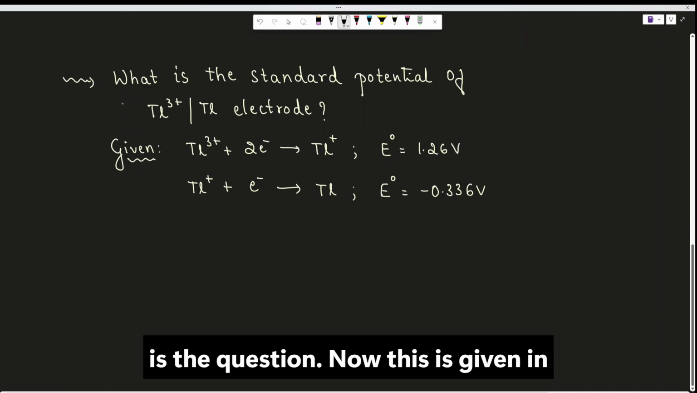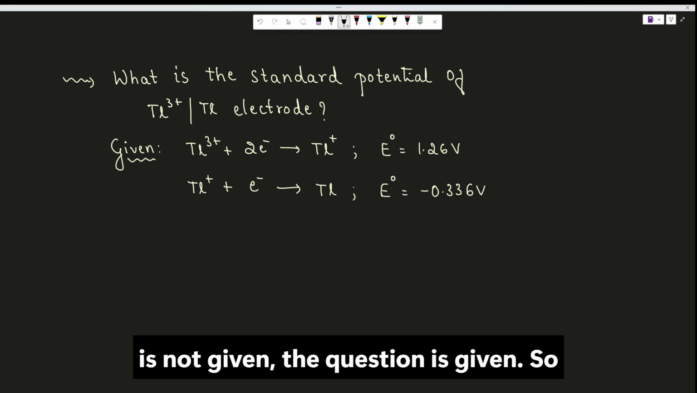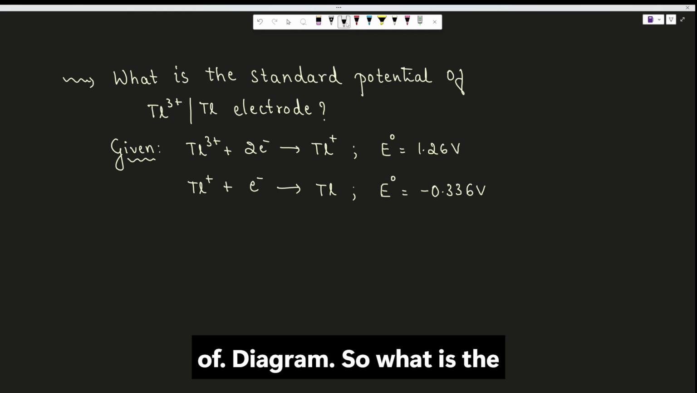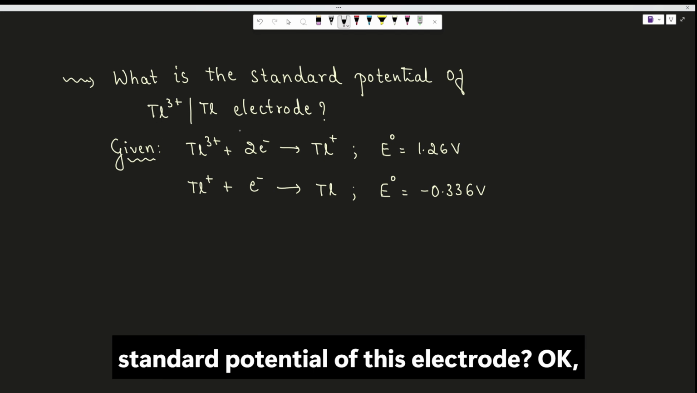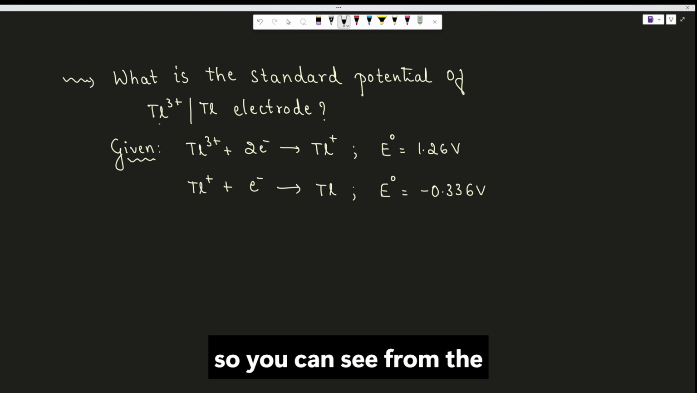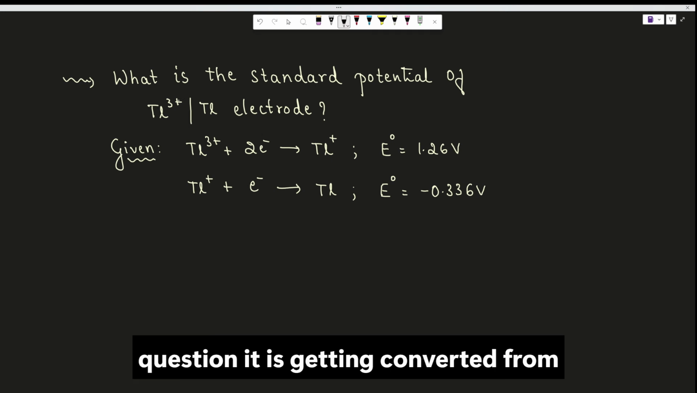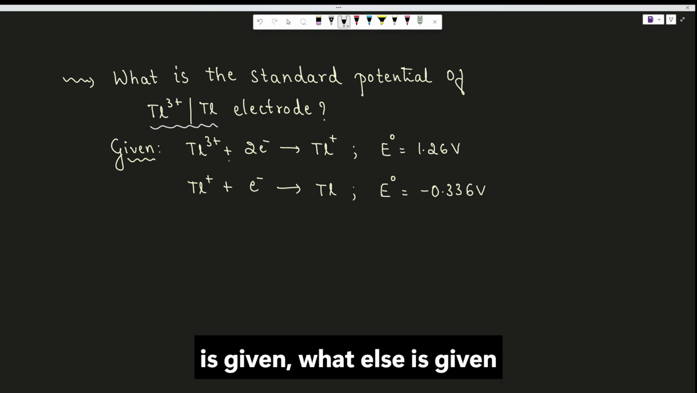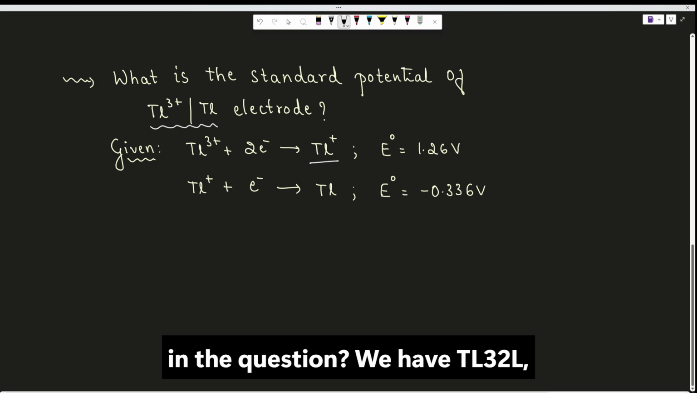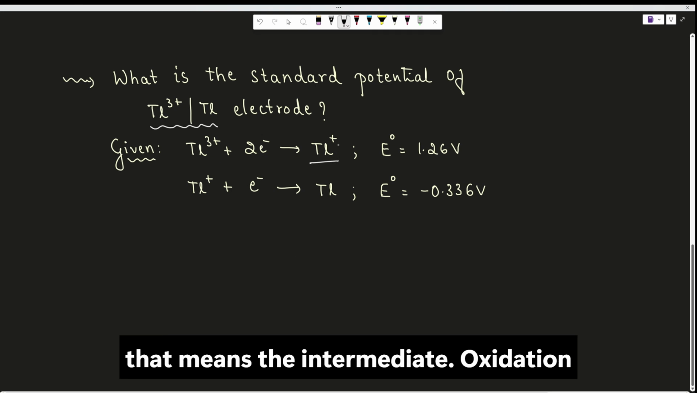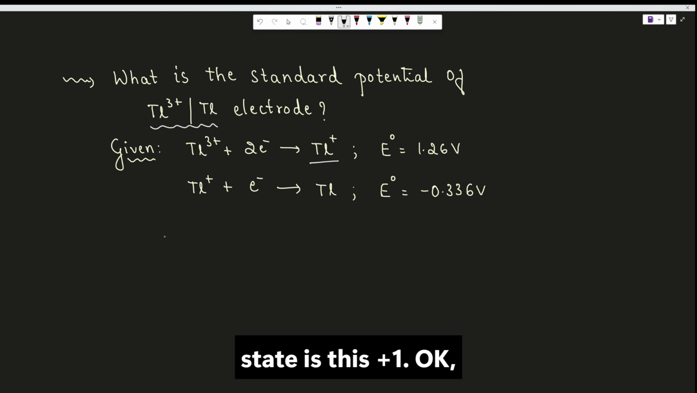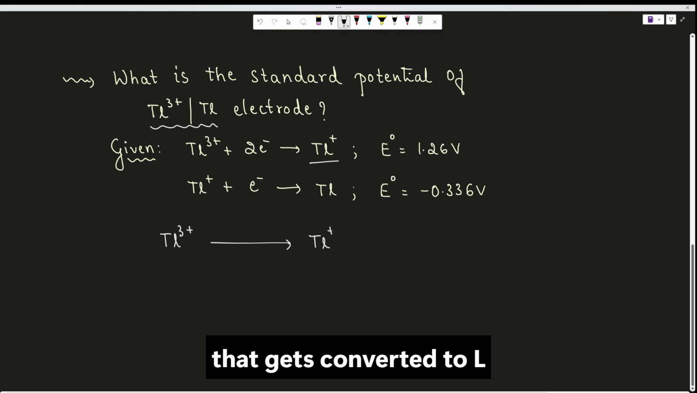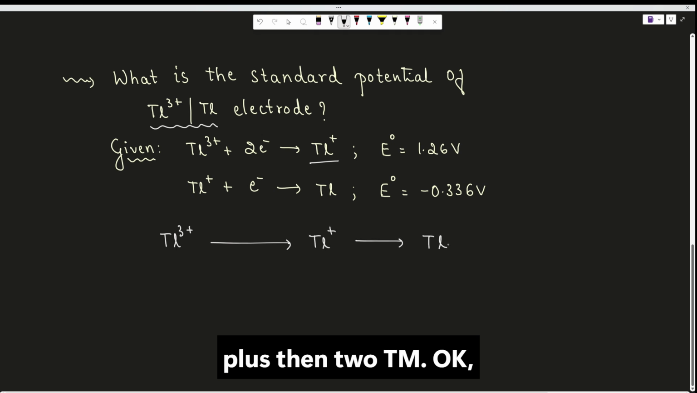So here is the question now. This is given in a different way. That means the diagram is not given. The question is given, so we have to write it in the form of a diagram. What is the standard potential of this electrode? You can see from the question, it is getting converted from Tl3+ to Tl+. That means the intermediate oxidation state is plus one. So I'll write Tl3+ that gets converted to Tl+, then to Tl.